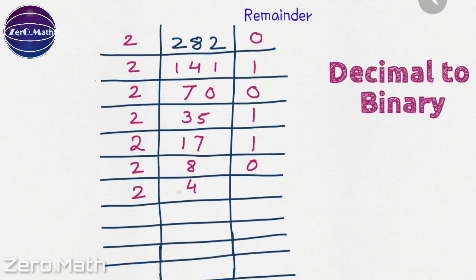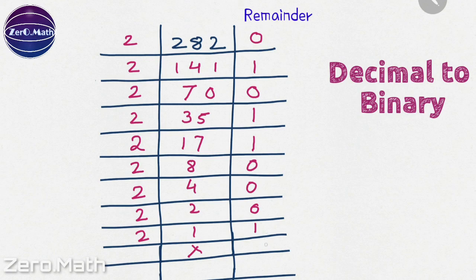How many 2's can go into 4? 2 2's are 4, remainder will be 0. Now how many 2's can go into 2? 2 1's are 2, remainder will be 0. Now how many 2's will go into 1? Nothing, and my remainder will be 1. Now we are good to write down our answer.